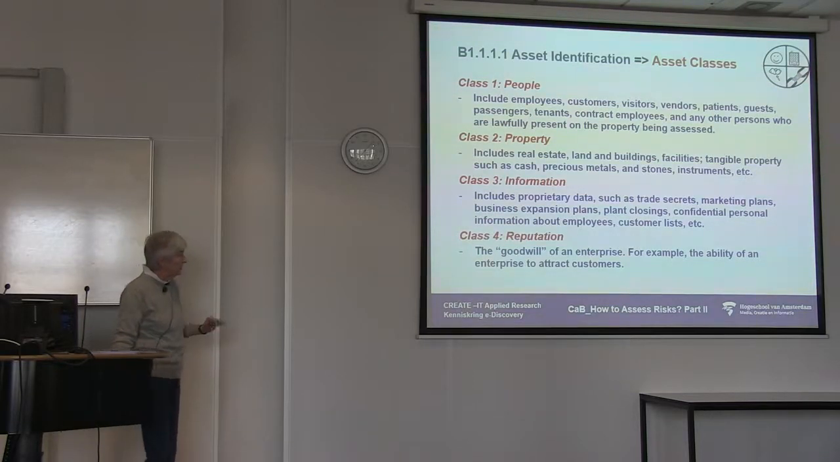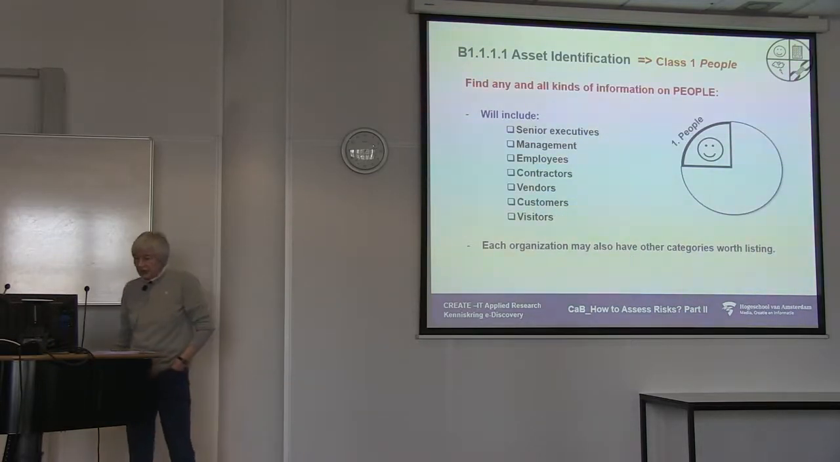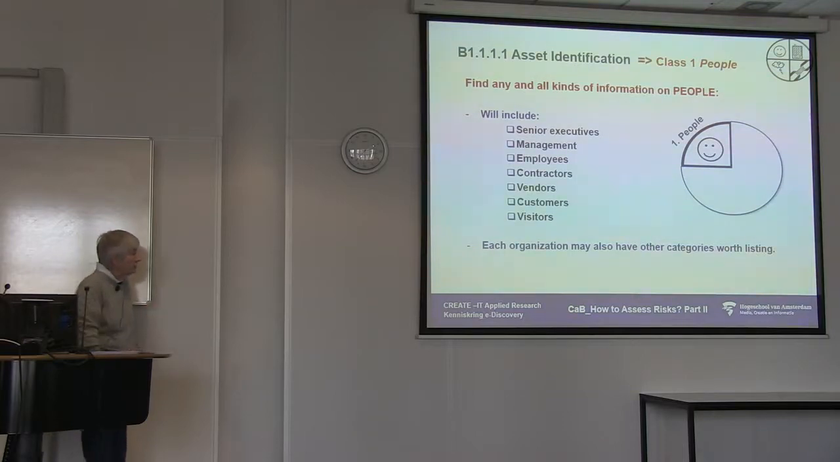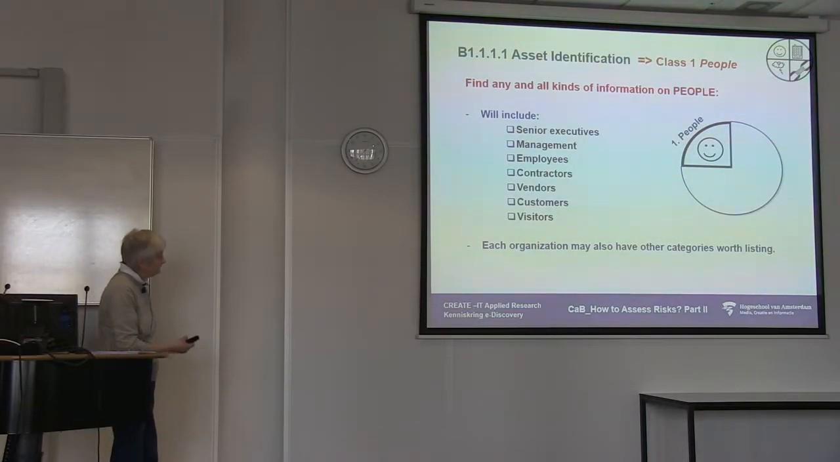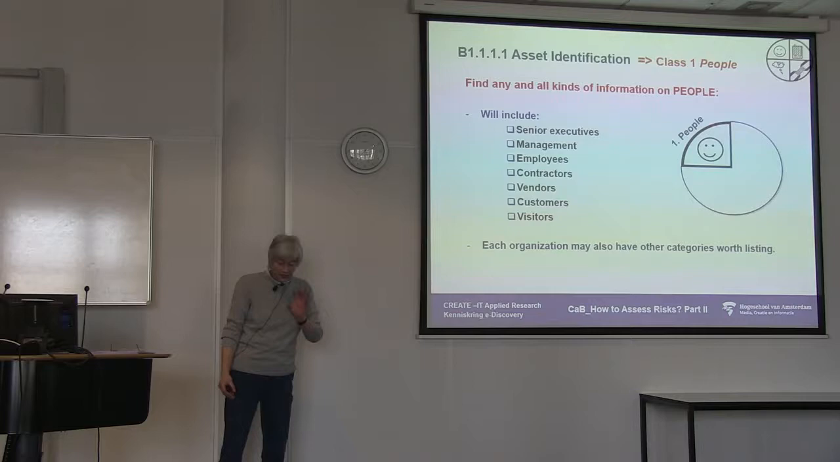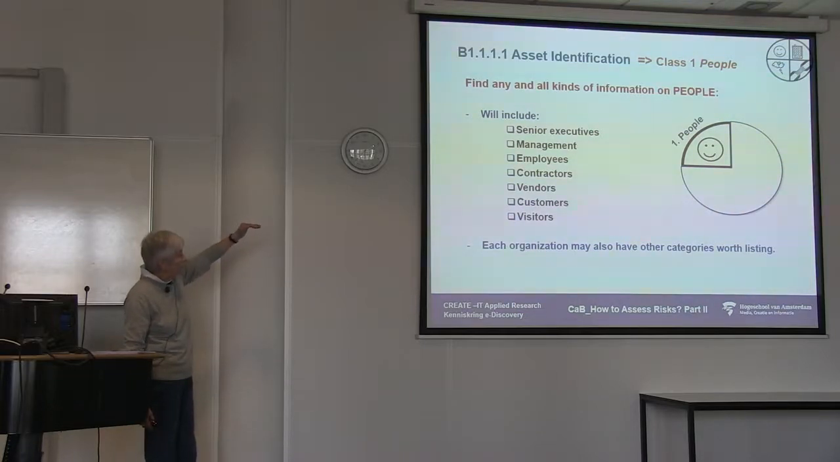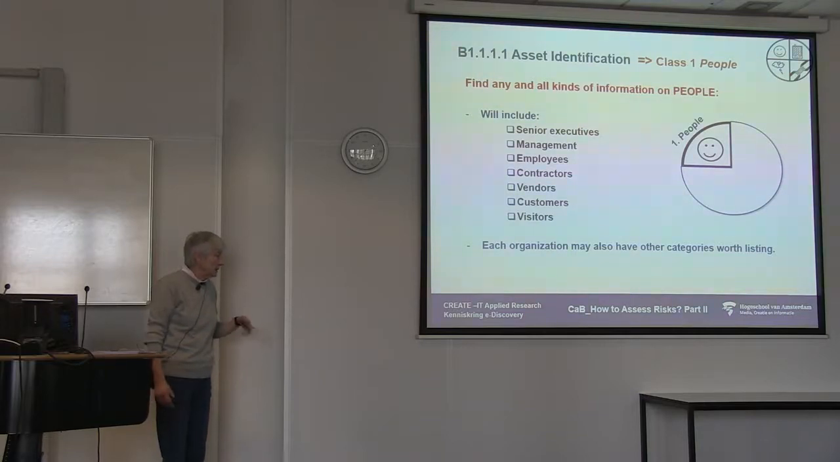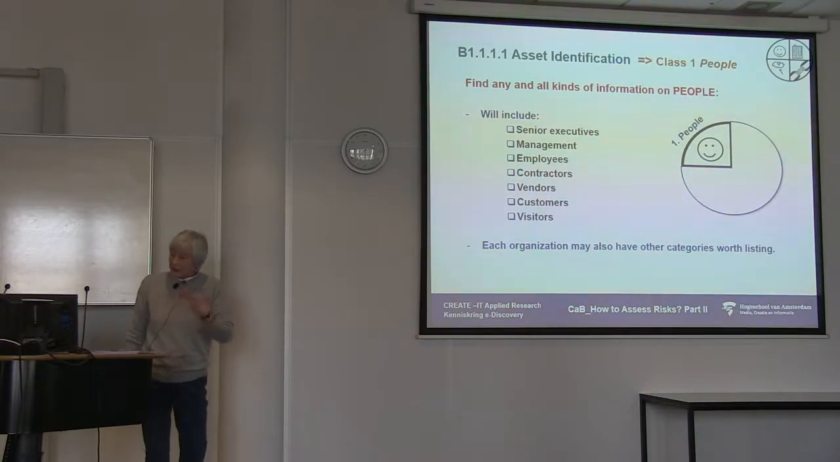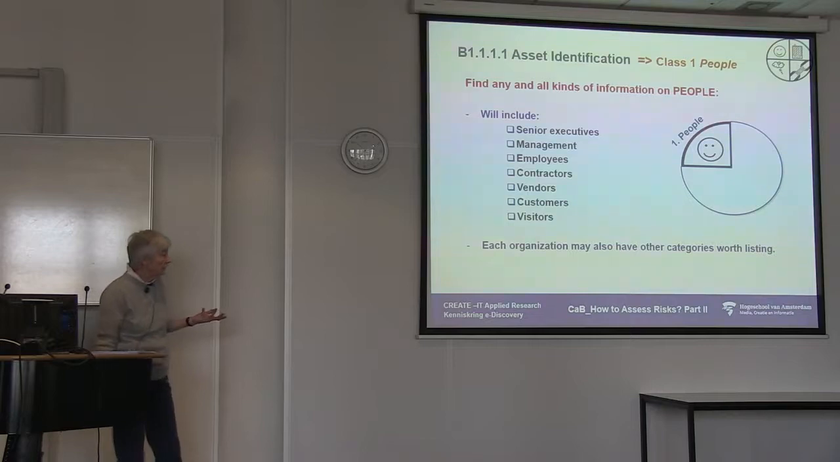So you have your asset list, and then you are trying to categorize all the assets. I will show you how this looks. First, you stated all the assets, that's your asset list. Then you make a new spreadsheet, and then you say, well, one, people, for example, every organization will have those categories: senior executive, management, employees, contractors, vendors, customers, visitors. And depending on your organization, for Silver Star Mines, it could be that there are extra entries in class one, people.